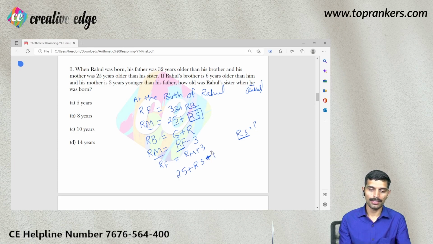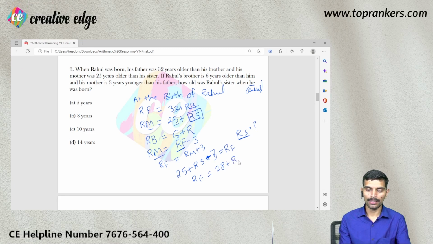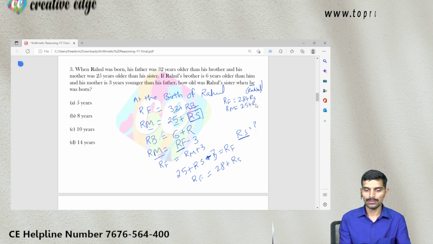is 3 years elder than Rahul's mother. So that is Rahul's father for us. So Rahul's father is 28 years older than Rahul's sister, right? So Rahul's father, 28 years older than Rahul's sister. Rahul's mother, 25 years older than Rahul's sister.